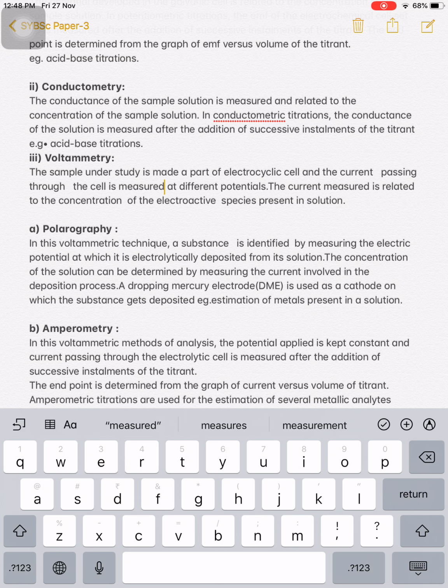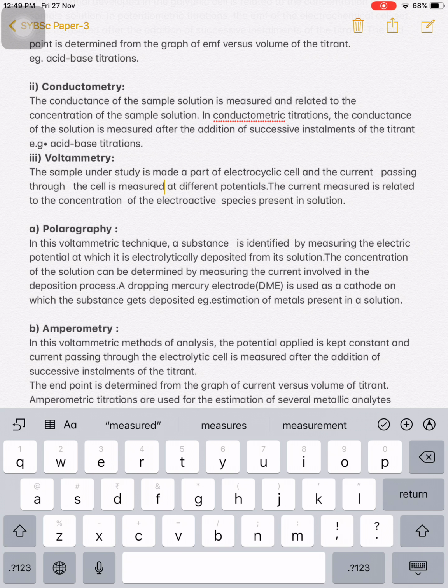The third instrument is voltammetry. The sample under study is made a part of an electrolytic cell, and the current passing through the cell is measured at different potentials. The current measured is related to the concentration of electroactive species present in the solution. I think you have studied this voltammetry in 12th standard.